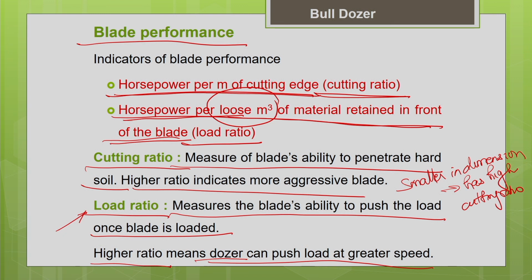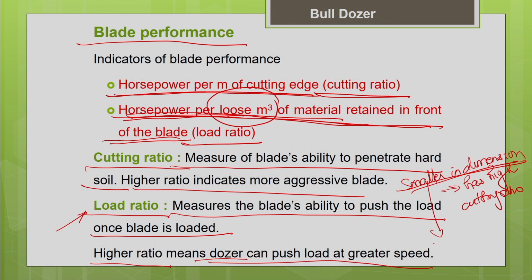That depends upon the type of the material which we are going to push, and also upon the type of blade. As mentioned, it is horsepower per loose meter cube of material. If the blade is smaller in dimension, there will be more concentration of power per meter cube of material in front of the blade. So, those blades can easily push the material.